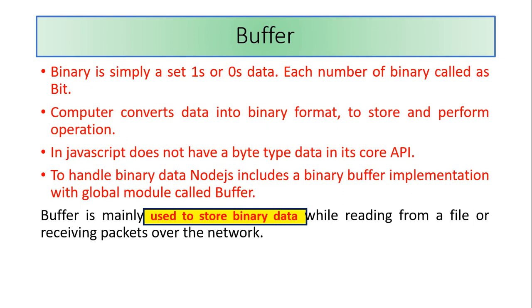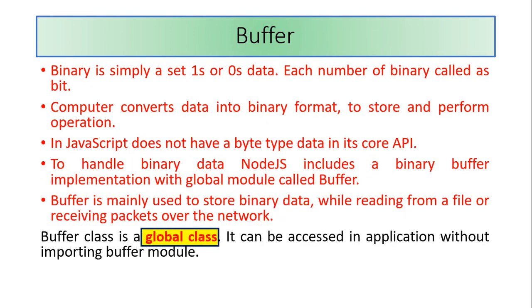So it simply says that the buffer class is a global class, so it can be accessed in an application without importing the buffer module. It means the buffer class is a default or built-in class in Node.js. It is a part of the Node.js core API, and it is globally available, meaning you do not need to import it explicitly to use it in our Node.js application.